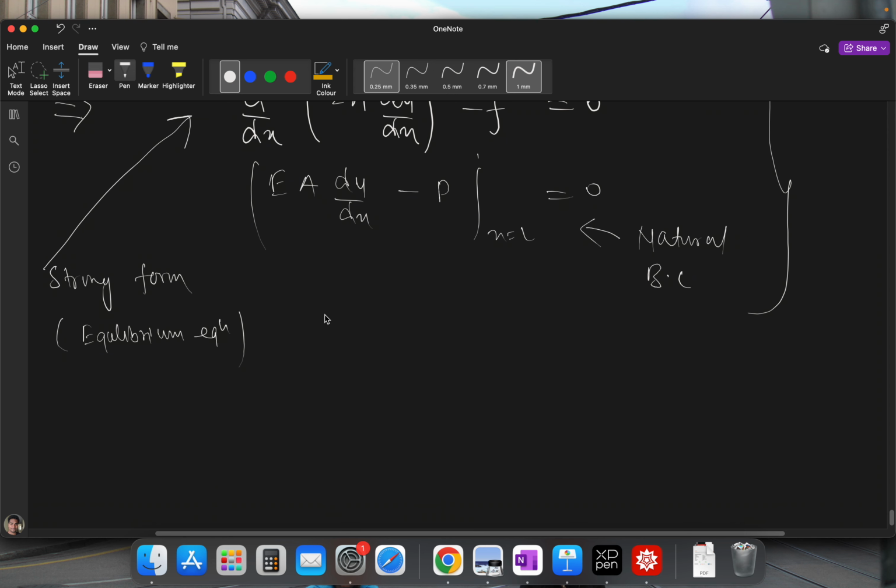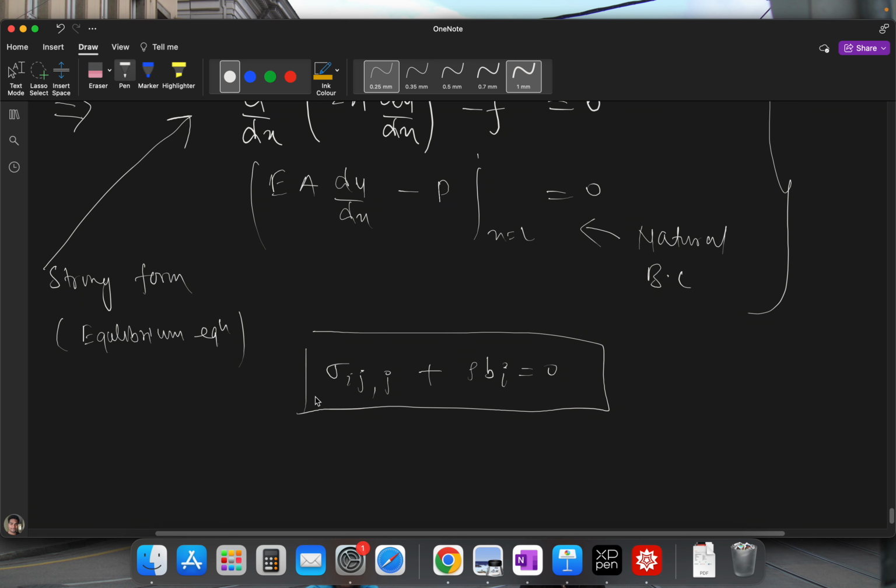How do you know that? Do you know already? You would know that this is the equilibrium equation for any kind of problem. No, sir. Okay.